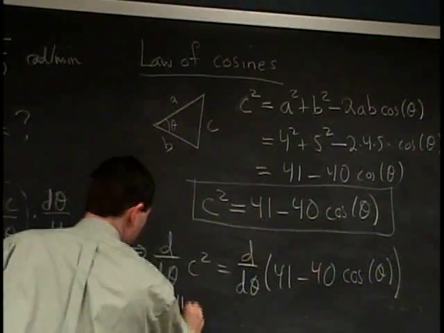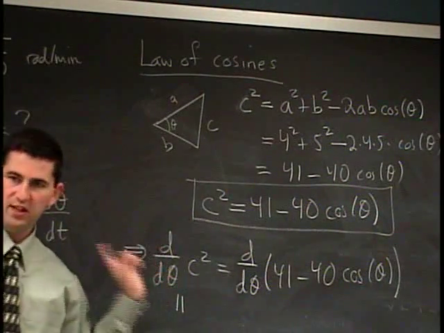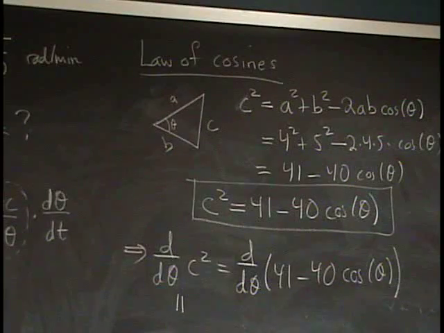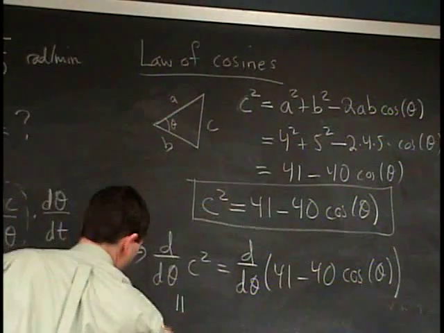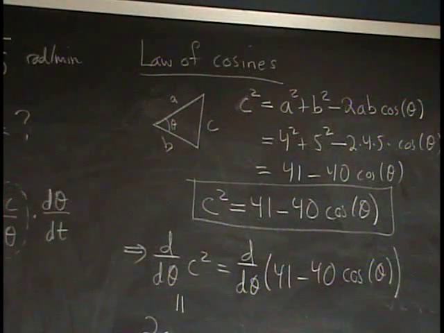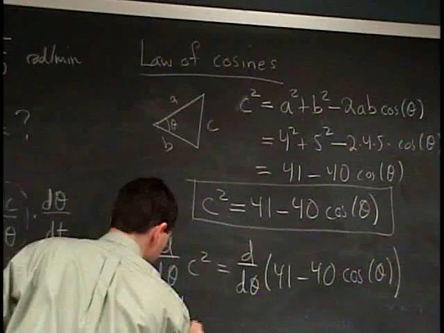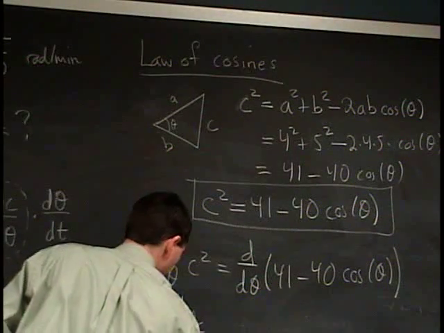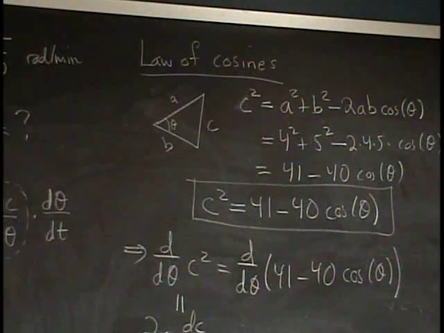Okay, let's see. On the left side, what's the derivative of c squared? 2c and dc over dt. We have to use the chain rule. C is a function of theta, right? As theta changes, so does c. So they're not independent of each other. So 2c times the derivative of c.